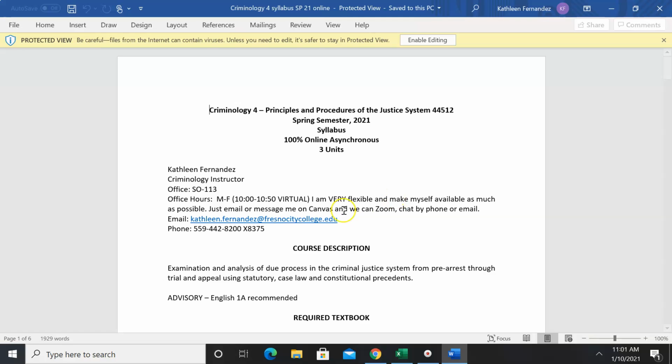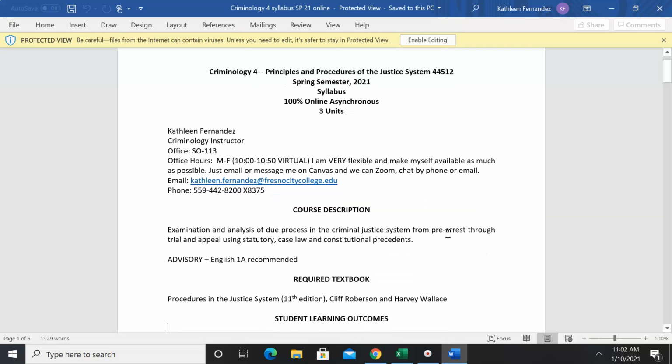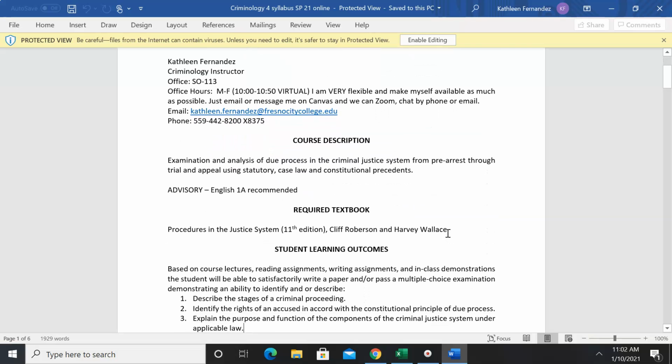So anyways, here's my email. You can always message me through Canvas as well. I'm sure you guys know how to do that, but you can message me through Canvas. I'm trying to scooch down here. Course description taken right from the catalog. Required textbook.